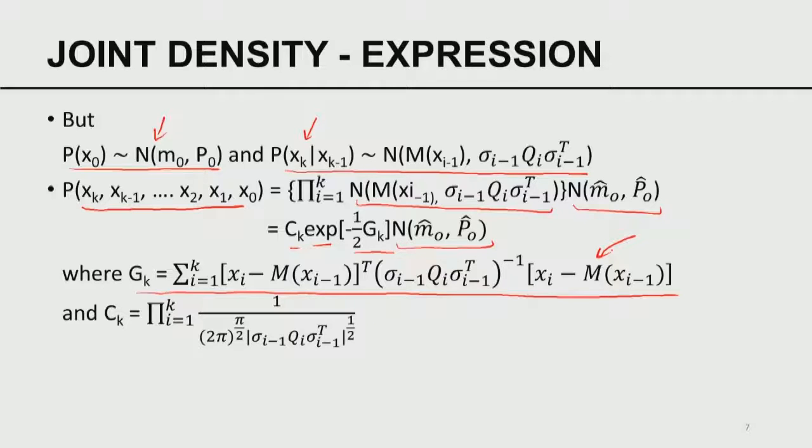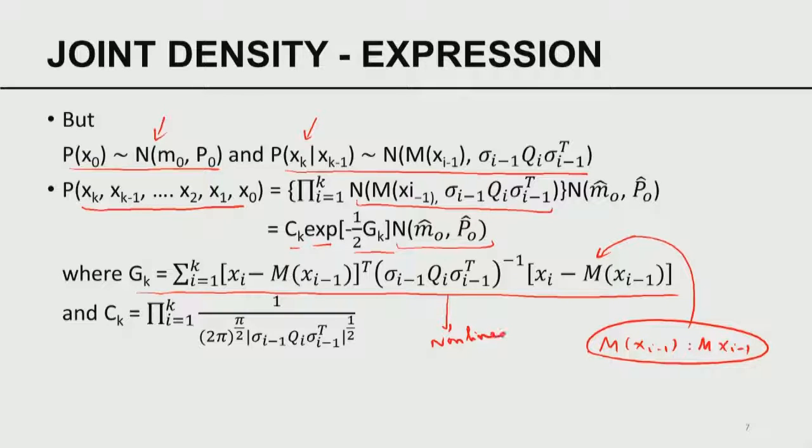What do you mean by saying the model is linear? M of x i minus 1 is equal to M times x i minus 1, that is the linear case. In this case, it is a quadratic form. If not, this is not a quadratic form. So in principle, this one is not a quadratic form. It is more complex than a quadratic function. It is a nonlinear function. Much of the difficulty in computing the joint density arises from this complex nature of the nonlinearity that enters into the description of the joint density.